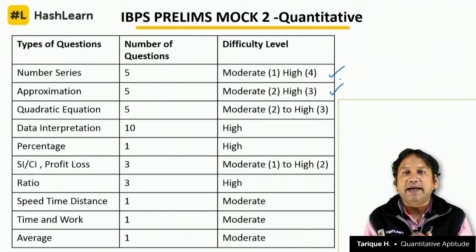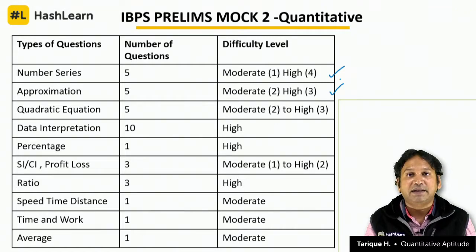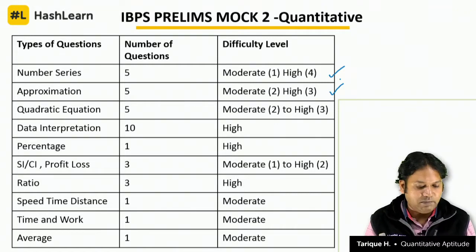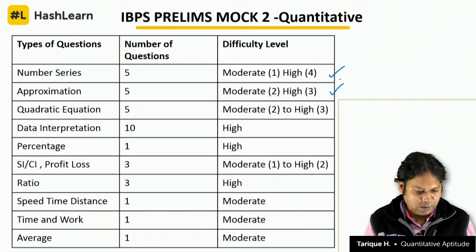You should keep in mind that the number of questions on number series and approximation are almost like a fixed part in the examination, and at least you can expect 10 questions from number series and approximation combined. This is one area from where you must definitely score, but not by wasting too much time also.